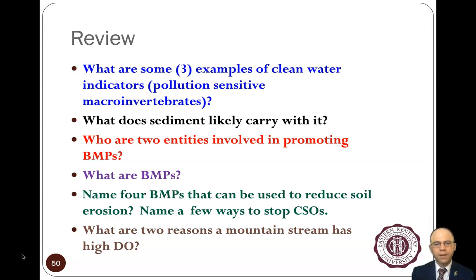All right, what are BMPs? Again, that's best management practices. Name 4 BMPs that can be used to reduce soil erosion, and name a few ways to stop CSOs. So 4 BMPs that can be used to reduce soil erosion. One might be with regards to agriculture. We could engage in no-till agriculture. Another option in agriculture, and not just agriculture, anywhere where soil is exposed: get cover crops down or cover it with something. So cover the soil, don't leave soil uncovered.